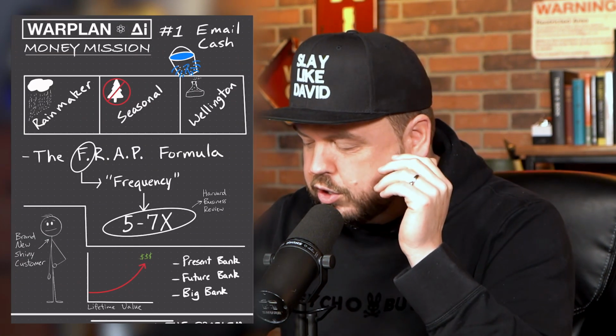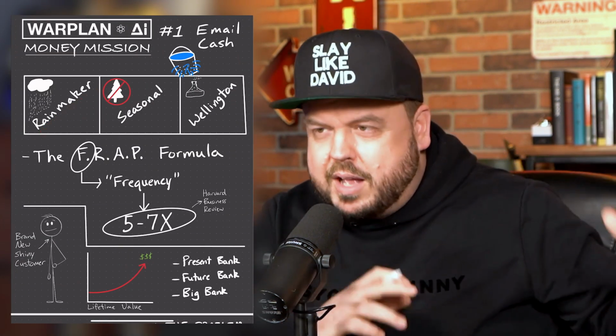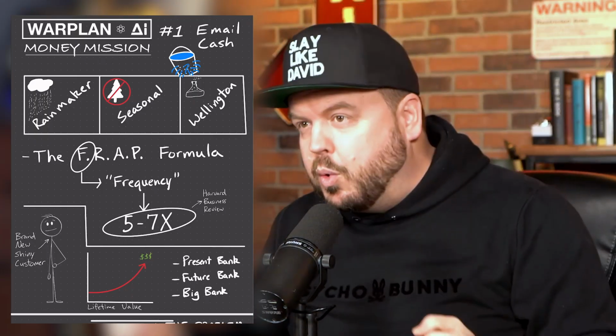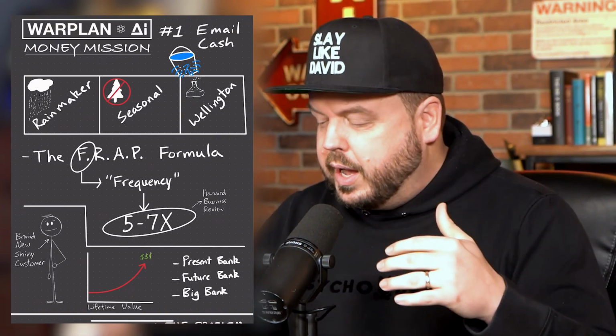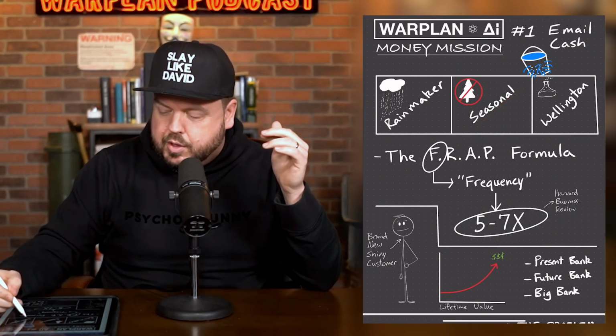We're going to talk about sending email campaigns. There are 3 types of campaigns you can use, which I'm going to teach you in a few minutes. The first one's called a Rainmaker campaign, okay? The purpose of these campaigns is to go to your past customers, get them to buy more stuff from you more often, and put more money in your pocket. The second type is seasonal campaigns, and the third type is Wellington.